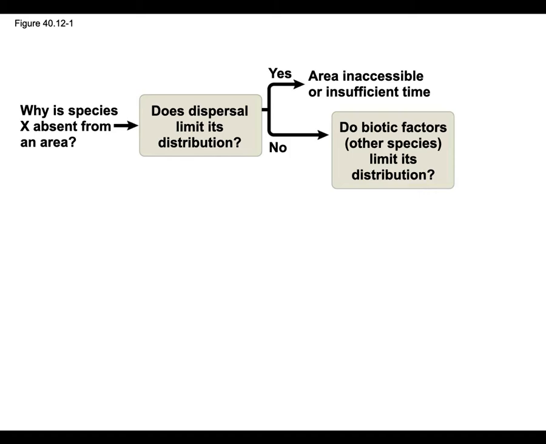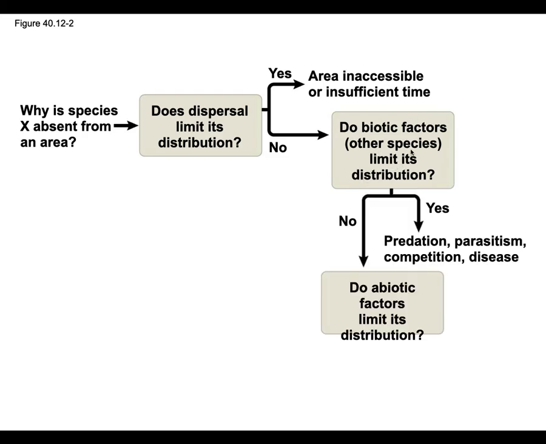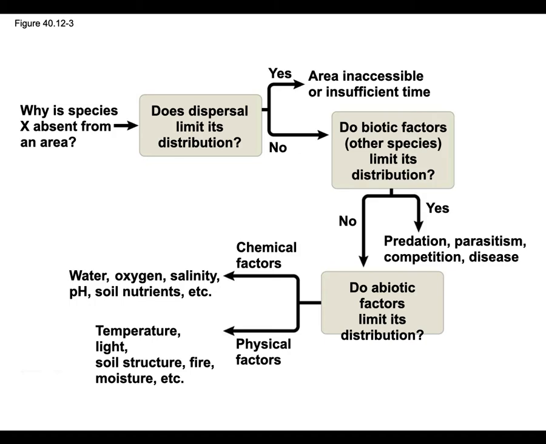But if the answer is no, then it could be a biotic factor, such as other species limiting its distribution. If the answer is no to other species limiting the distribution of a population to an area, then generally it might be abiotic factors, such as sunlight or temperature. If the answer is yes, it's probably because there might be predation or parasitism or competition or disease, making that population not be well suited to that environment. If the answer is no for this question, then we have to think about which factors are going to be limiting that population to that ecosystem.